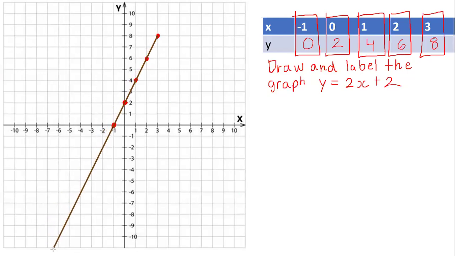Okay, so it has to touch all the points. Yeah, that's our line right there. Good. And so we're going to label it. It's going to be the graph of y is equal to 2x plus 2. So y is equal to 2x plus 2.